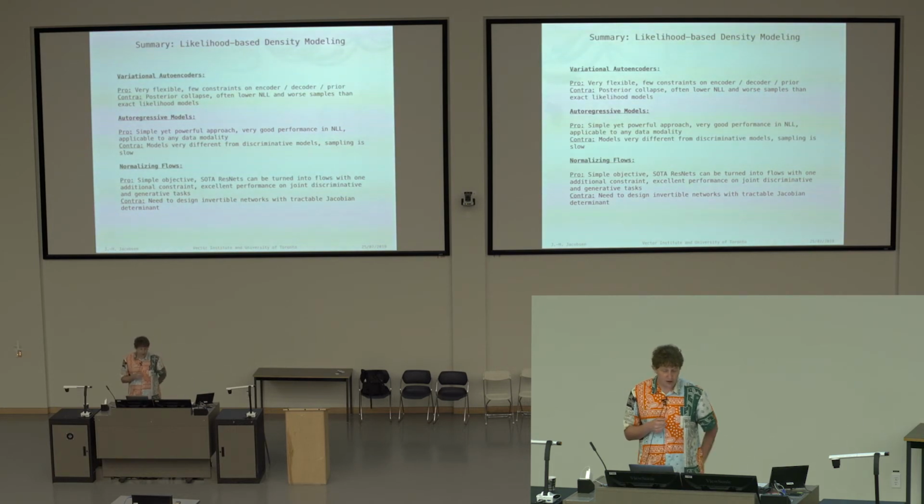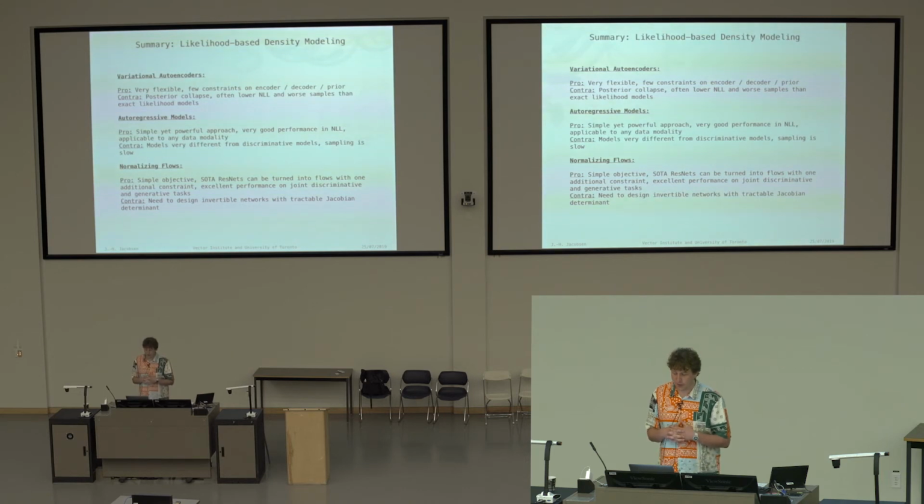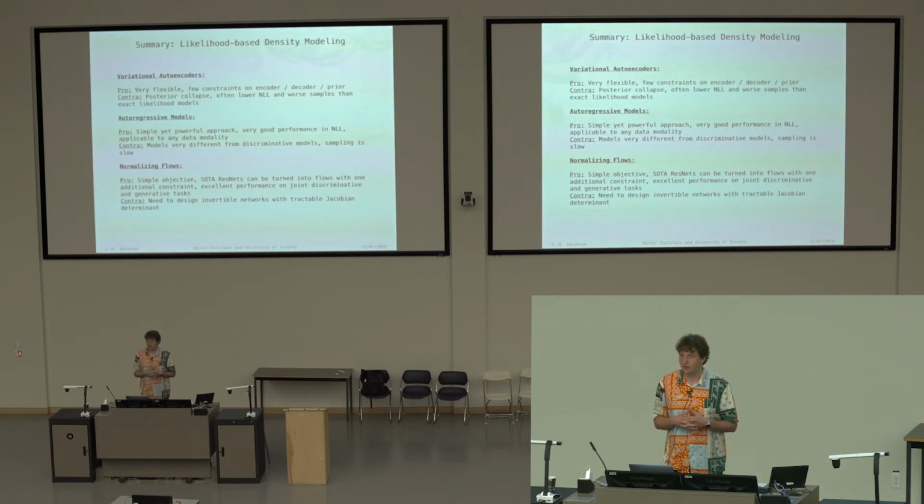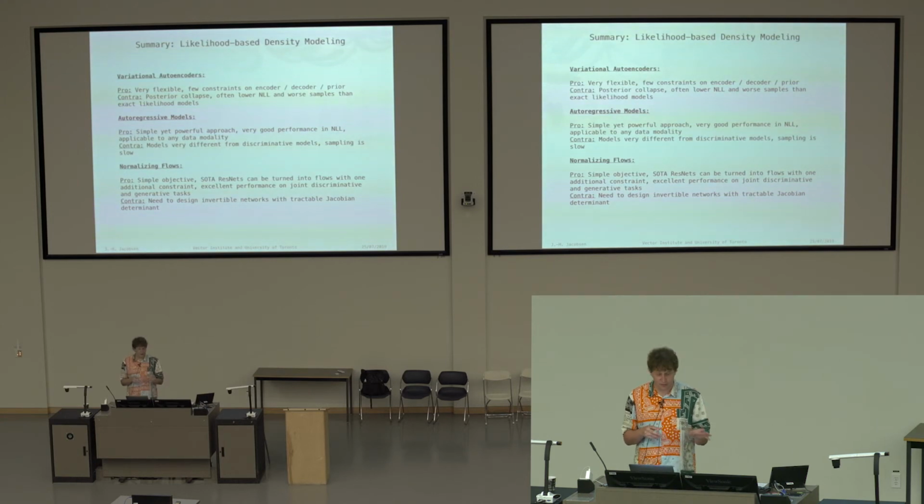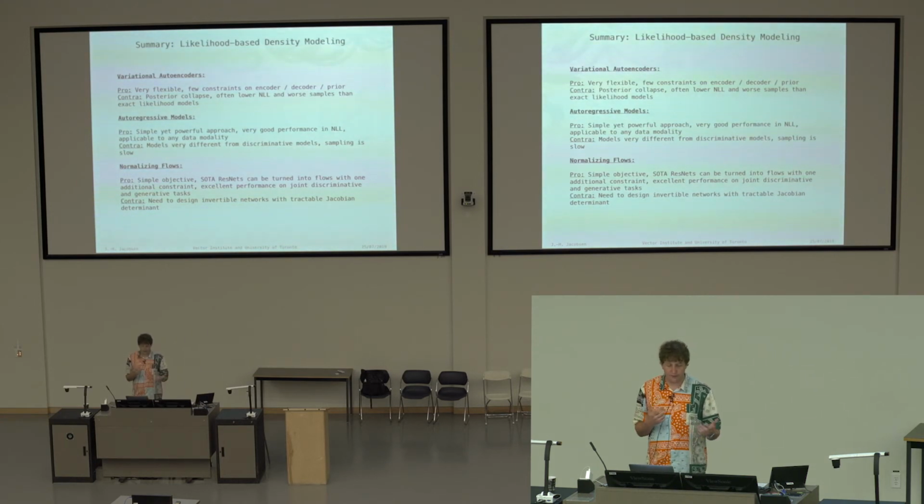But that's maybe just a matter of people sitting down and scaling them up. Autoregressive models have the pro that they are simple yet very powerful. They have very good performance in negative log likelihoods and are applicable to any data modality. One con is that the models are very different from the discriminative models we use, and sampling is usually very slow. Normalizing flows have a simple objective, and even state-of-the-art ResNets can be turned into flows with one additional constraint. These models have excellent performance on joint discriminative and generative tasks. The con here is clearly that you need to design invertible networks with tractable Jacobian determinants, which is hard to do if you want it to be very expressive.